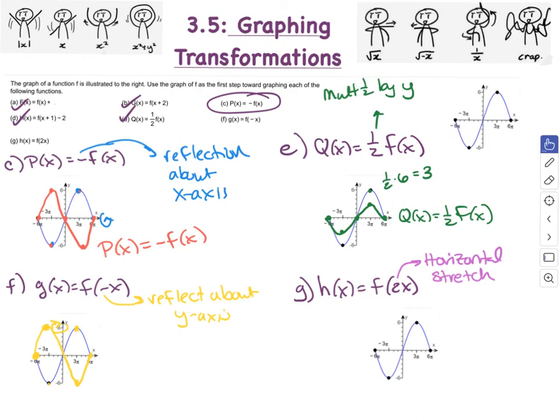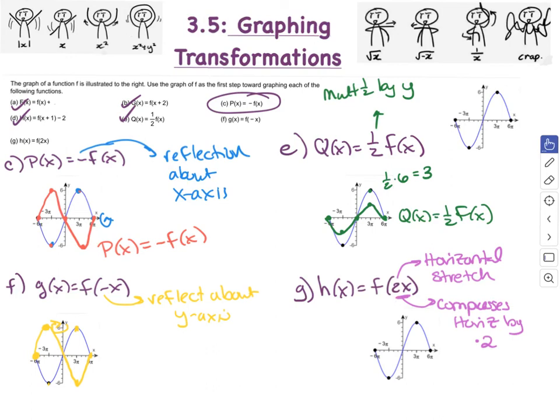But what this is going to do is compress our graph horizontally by a factor of 2. In other words, remember how in the previous one we took the y's and we multiplied by 1/2? In this case, we take the x's and we divide by 2.